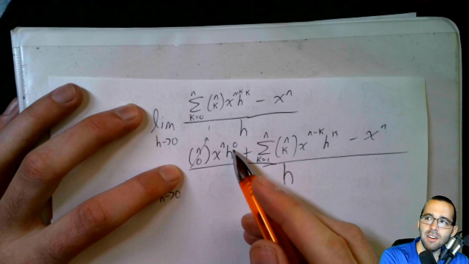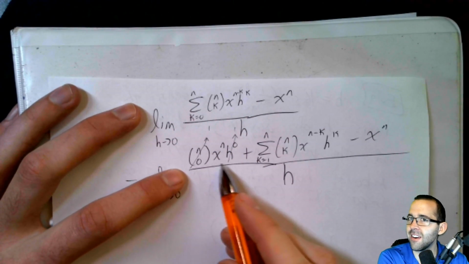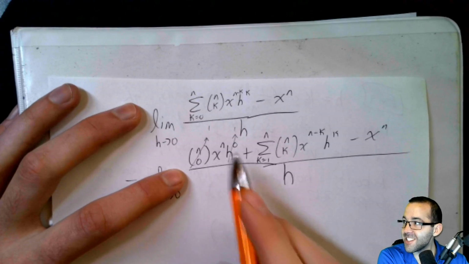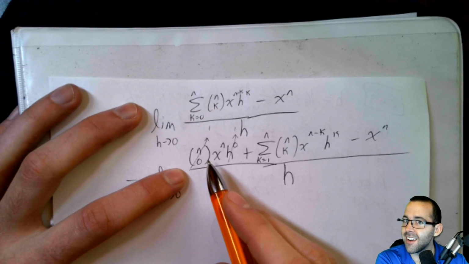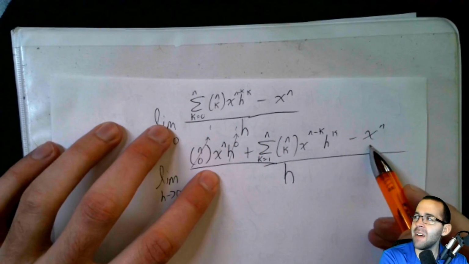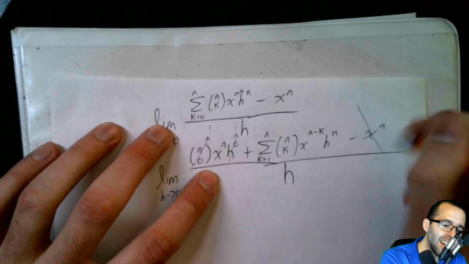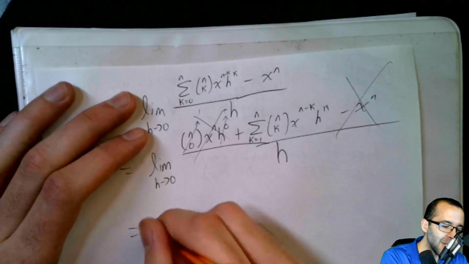H to the 0, that's also 1. So what is this first term here? This first term is just an x to the n. And you know what that means? That means we have x to the n minus x to the n. These two things completely cancel each other out. So what are we left with?